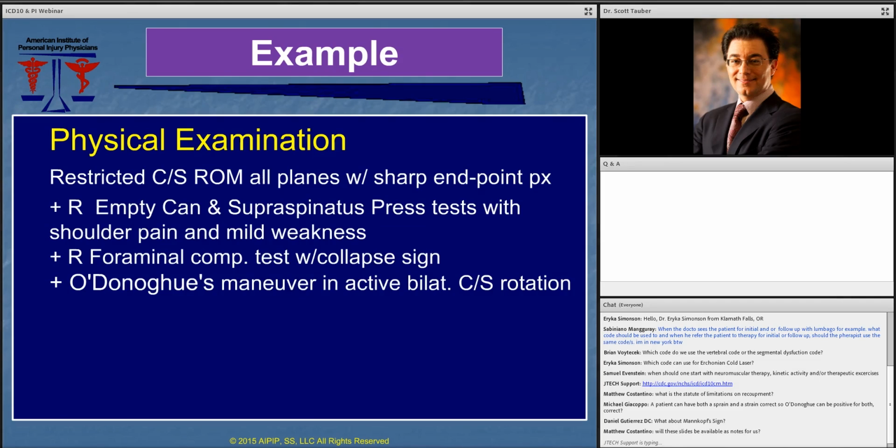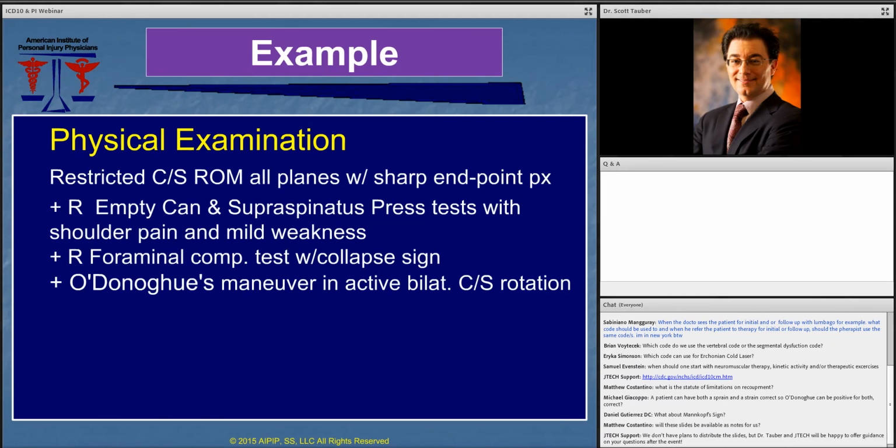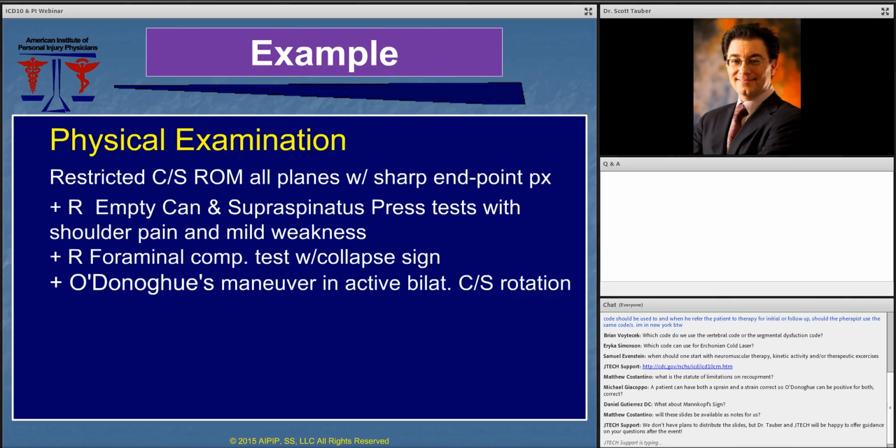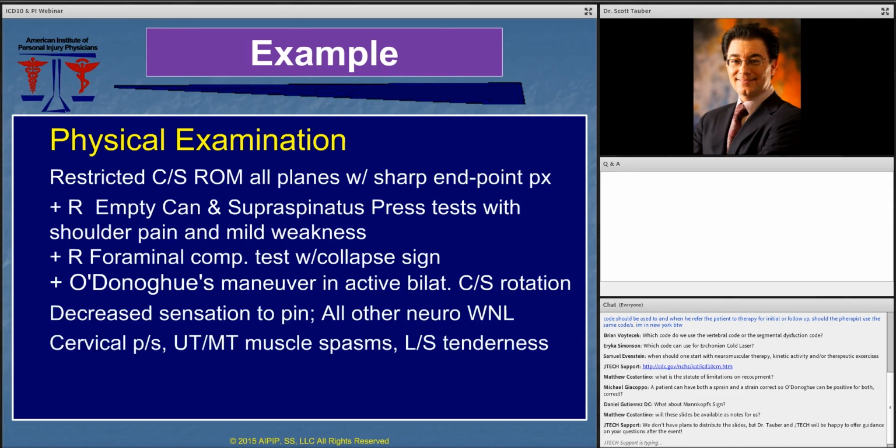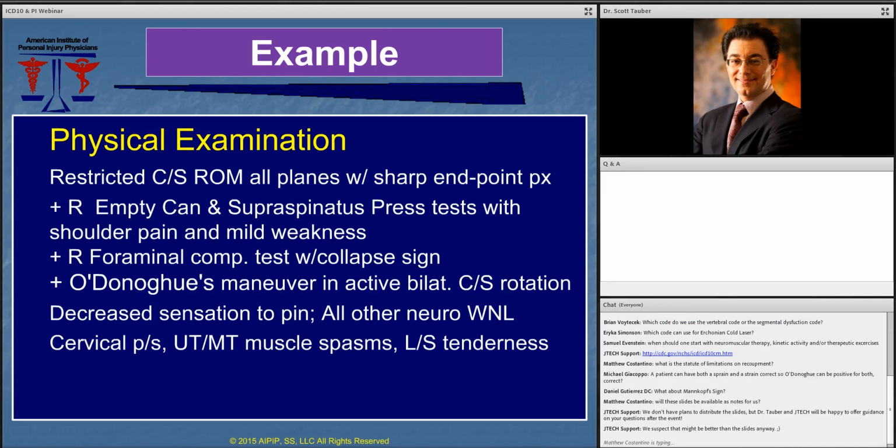The next one, right foraminal compression test. Notice with what? Collapse sign. What does that support? Our sprain. Positive O'Donoghue's maneuver in active bilateral cervical spine rotation. Okay, so we got O'Donoghue's in there. We have decreased sensation to pin on our neuro exam. All the other neuros that we did were within normal limits, so I'm not going to go in there and put them all in there for you. Cervical paraspinal, upper trapezius, and middle trapezius muscle spasms. Okay, and lumbosacral tenderness. Now pay attention to those. I put the words in there very specifically for a reason.